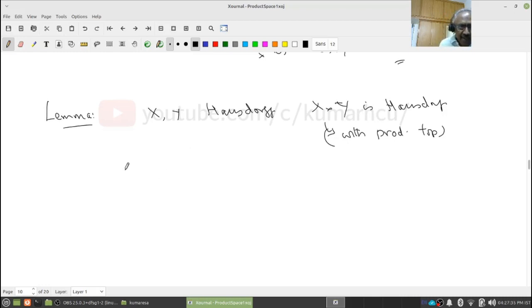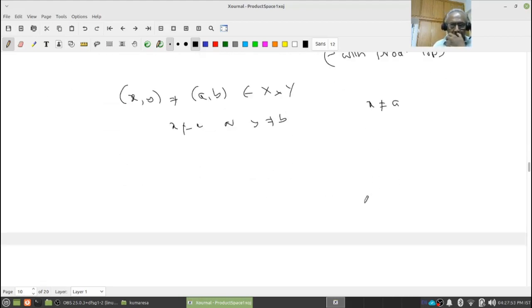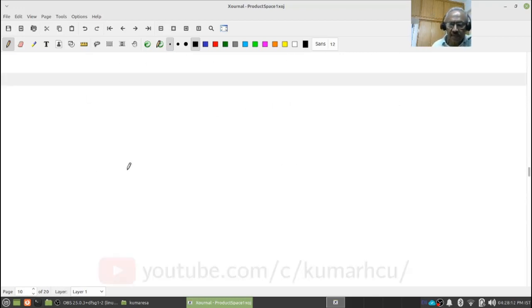So I give a point, let us say (x, y), and a point (a, b). They are in X cross Y, and suppose they are not the same, they are distinct. That means what? Either x is not equal to a or y is not equal to b. One of them must happen. So let us assume x is not equal to a. Then what do I have to do? I have to find an open set W1 which contains (x, y) and W2 which contains (a, b), so that W1 intersection W2 is empty.